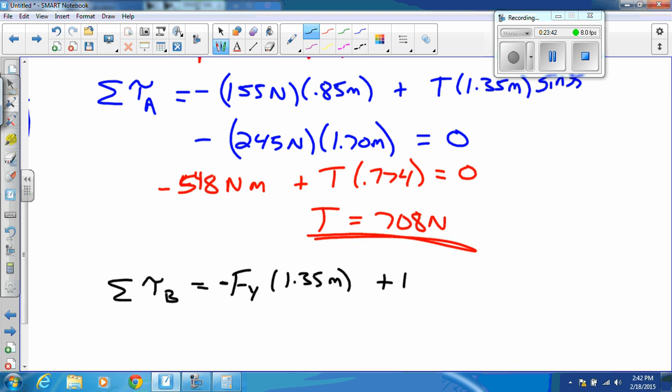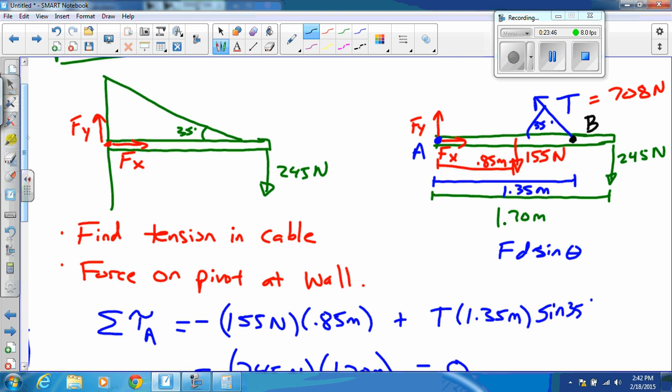Clockwise? Yep. Now, Fx is really different, and here we have to visualize this properly. Fx is pushing straight into point B. Can everybody see that? Which means that its perpendicular distance to B is actually 0.